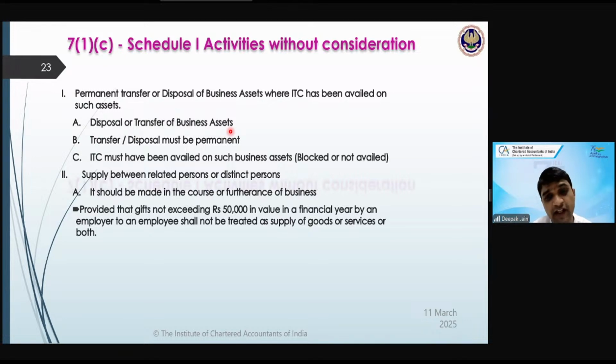For every state, we have to take separate registration. Yes, for every state, you will have to take separate registration. Within the state, you have the option whether to take it or not. But outside the state, if you're operating, then you have to take registration in that state.